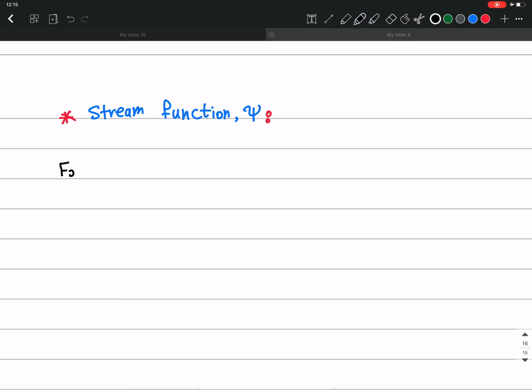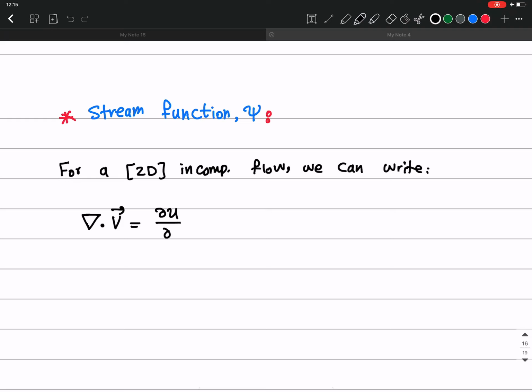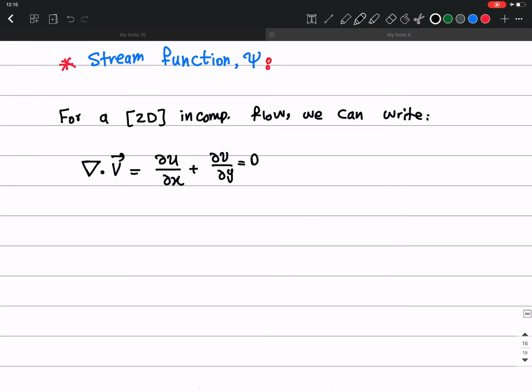So for a 2D incompressible flow, we can write the continuity equation as follows. So it's going to be divergence of velocity is going to be, for a 2D flow, it's only in the x and y direction, so partial u over partial x plus partial v over partial y equals 0. Okay?